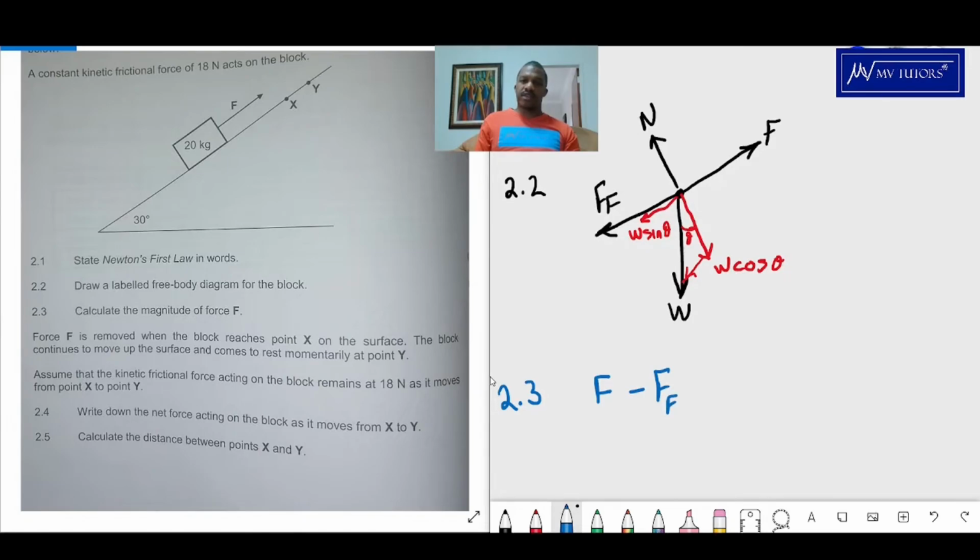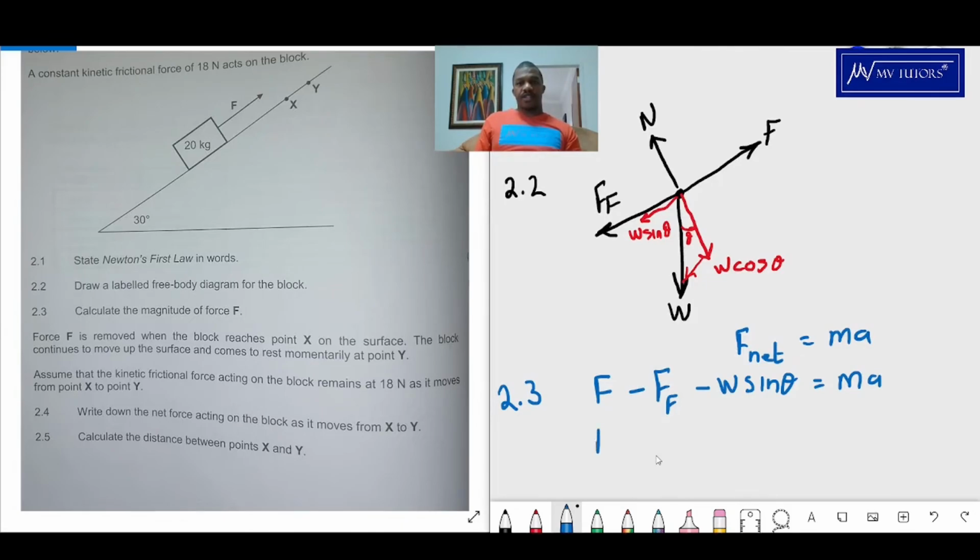Another thing going the opposite direction is W sine theta, right? And all of this is going to be equal to mass times acceleration. What does this come from? It comes from F net equals mass times acceleration. So these are the net forces acting on the plank.